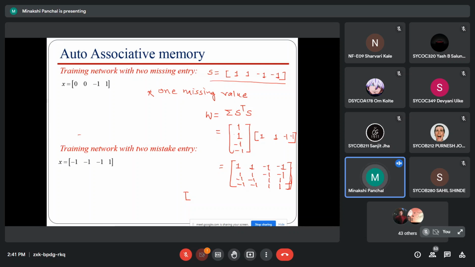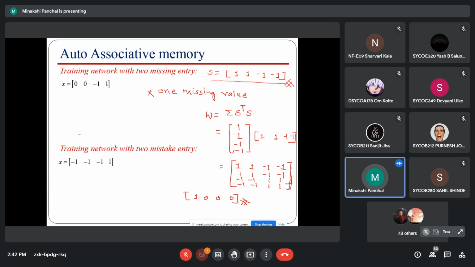I think we have not tried 3 missing. Let's try 3 missing. If I am assuming 3 of the values are missing, any 3 elements you can make 0. So 1 0 0 0. Try this. With this input, are you getting the same output? Are you getting this output?